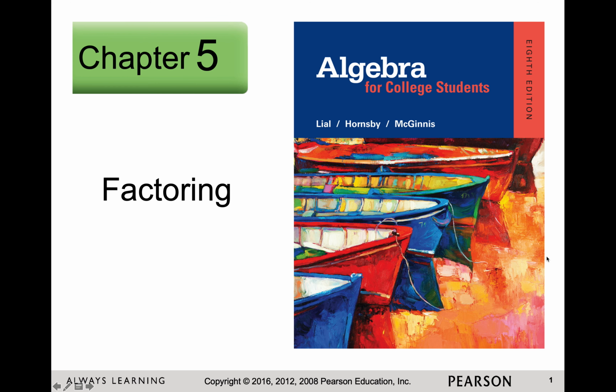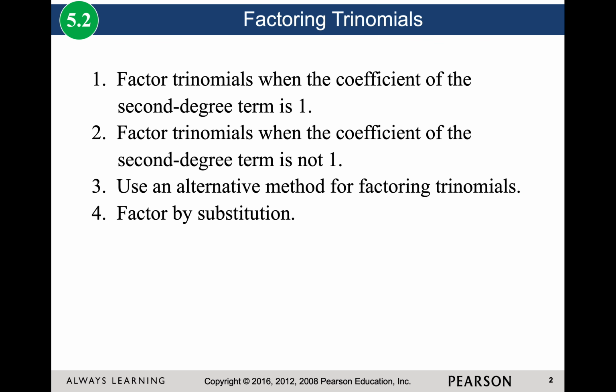We're going to continue our experience with factoring, and we're going to start working with factoring trinomials. Now, remember, a trinomial has three terms. There are two clear cases for when we want to factor trinomials: when the second degree term has a coefficient of 1, or when it's not equal to 1. You're going to utilize that to look at which method to use.